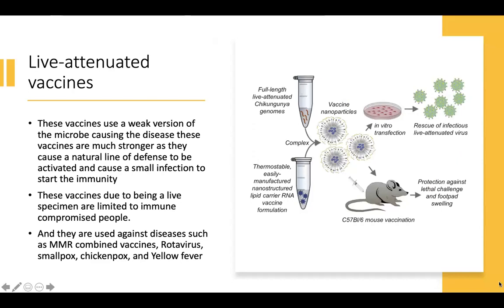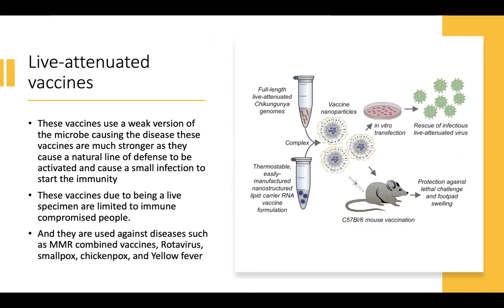The second vaccine we're going to be talking about is the live attenuated vaccines, and these vaccines use a weak version of the microbes that cause these diseases. For these vaccines to be much stronger, they can cause a natural line of defense to be activated, and they cause a small infection to start immunity. So you get an immunological response, but it won't be as strong because the virus is already weakened.